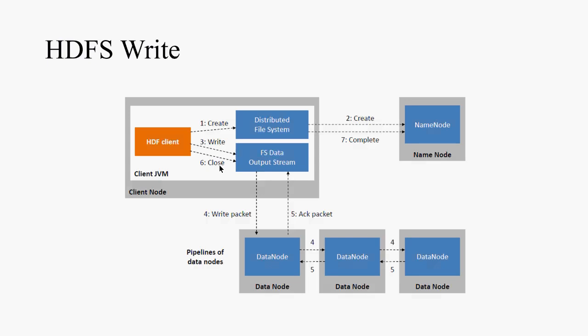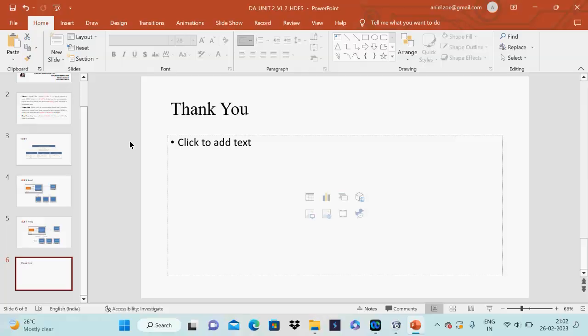When the end of file is read, you close the file in read. Whereas in write, after the complete write is done, the acknowledgement is sent back to the distributed file system and the file will be closed. This is how the read and write operations are performed in the Hadoop distributed file system.